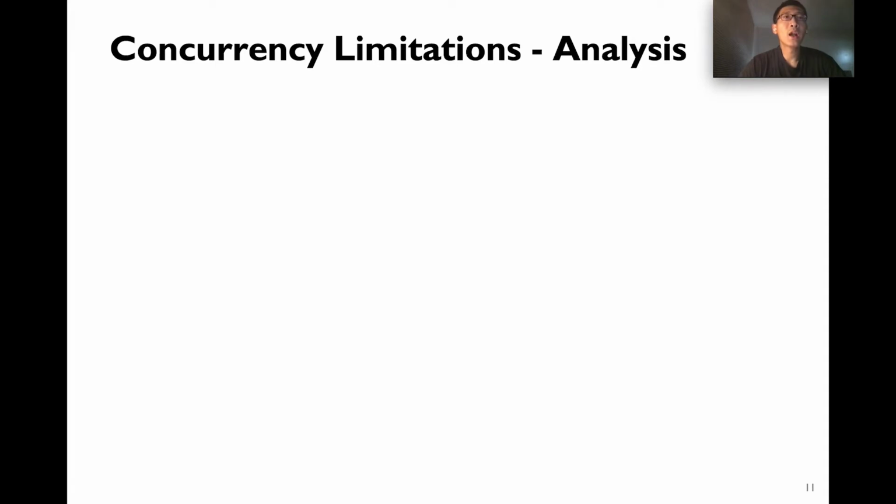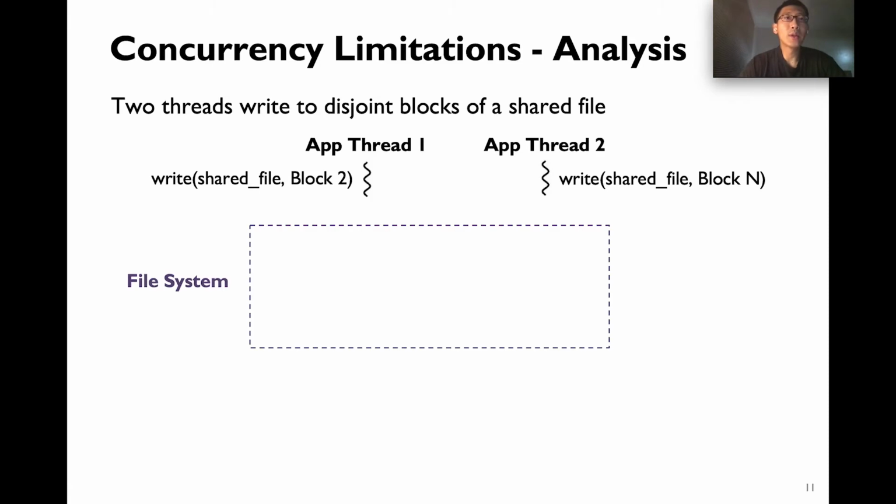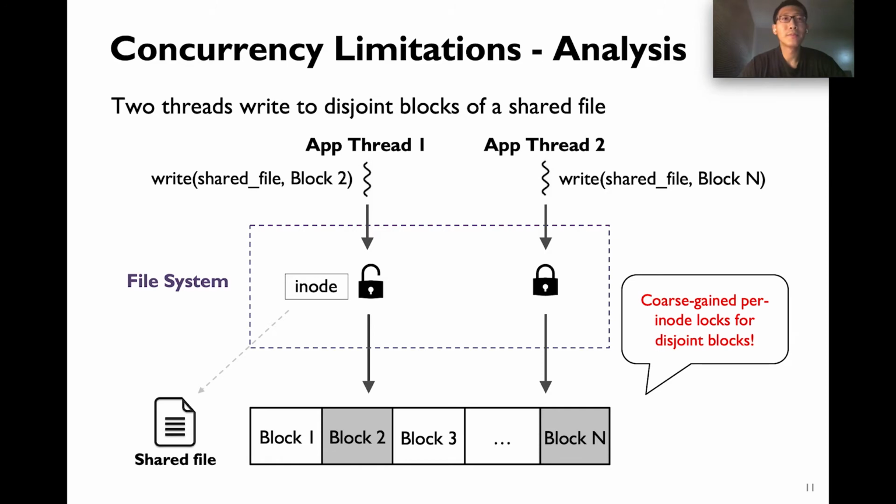Now let's take a closer look at what is happening in the file system for file sharing. Let me give you a simple example. There are 2 threads accessing a shared file. As we know, for each file, there's an inode structure in the file system. Even if thread 1 is accessing block 2 and thread 2 is accessing block n, once thread 1 holds the inode level lock, thread 2 needs to wait until thread 1 writes to block 2 and then releases the lock. Only after thread 2 gets the lock could thread 2 write to block n.